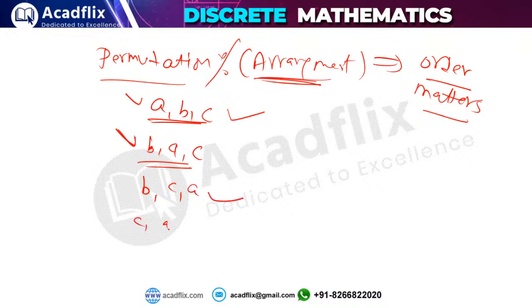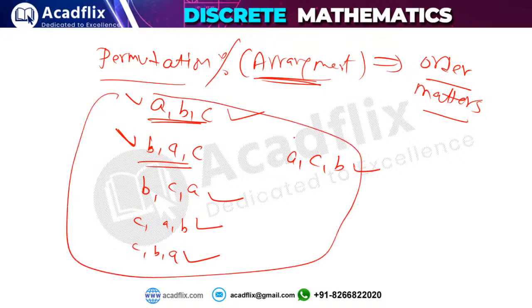For example, CAB, this is a different permutation. For example, CBA, this is a different permutation. For example, ACB, this is a different permutation. So these 6 permutations you can have. You can have 6 arrangements. You can have 6 permutations if you have 3 elements. If you have 3 elements, then how many permutations can you have? 6 permutations.